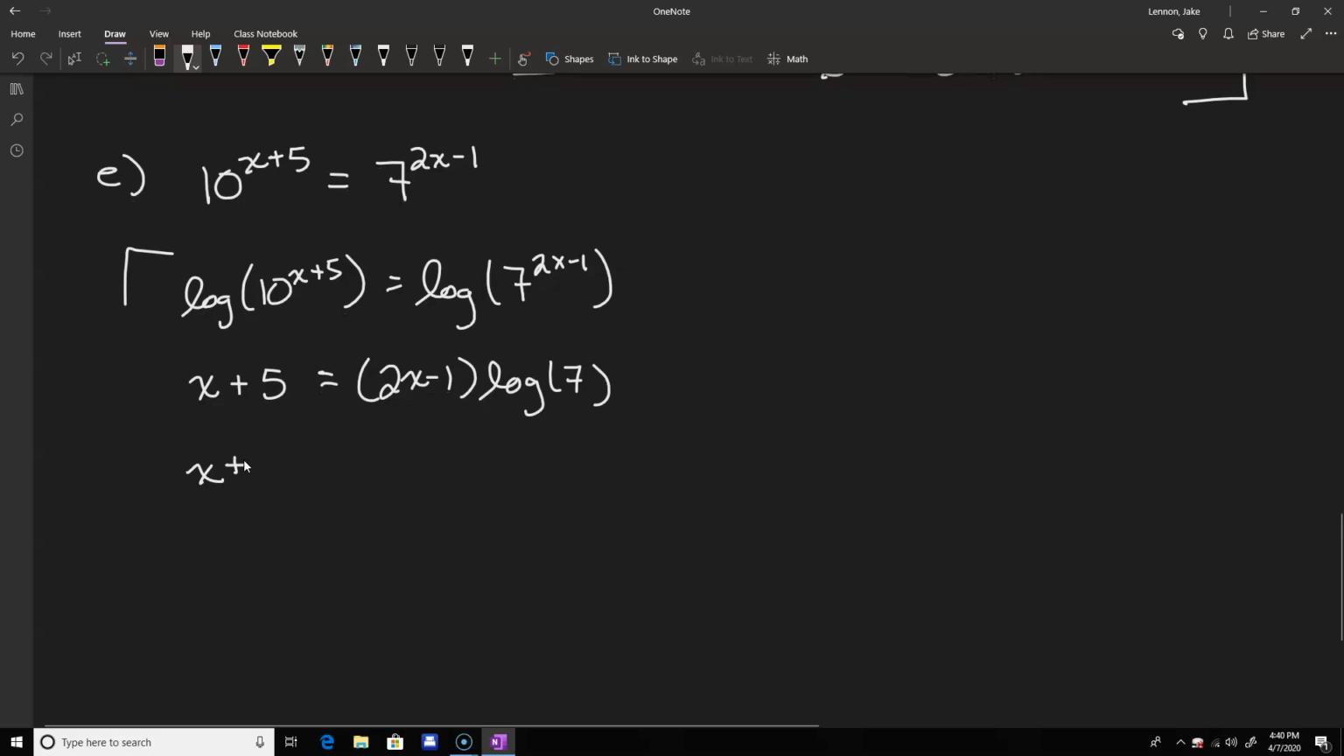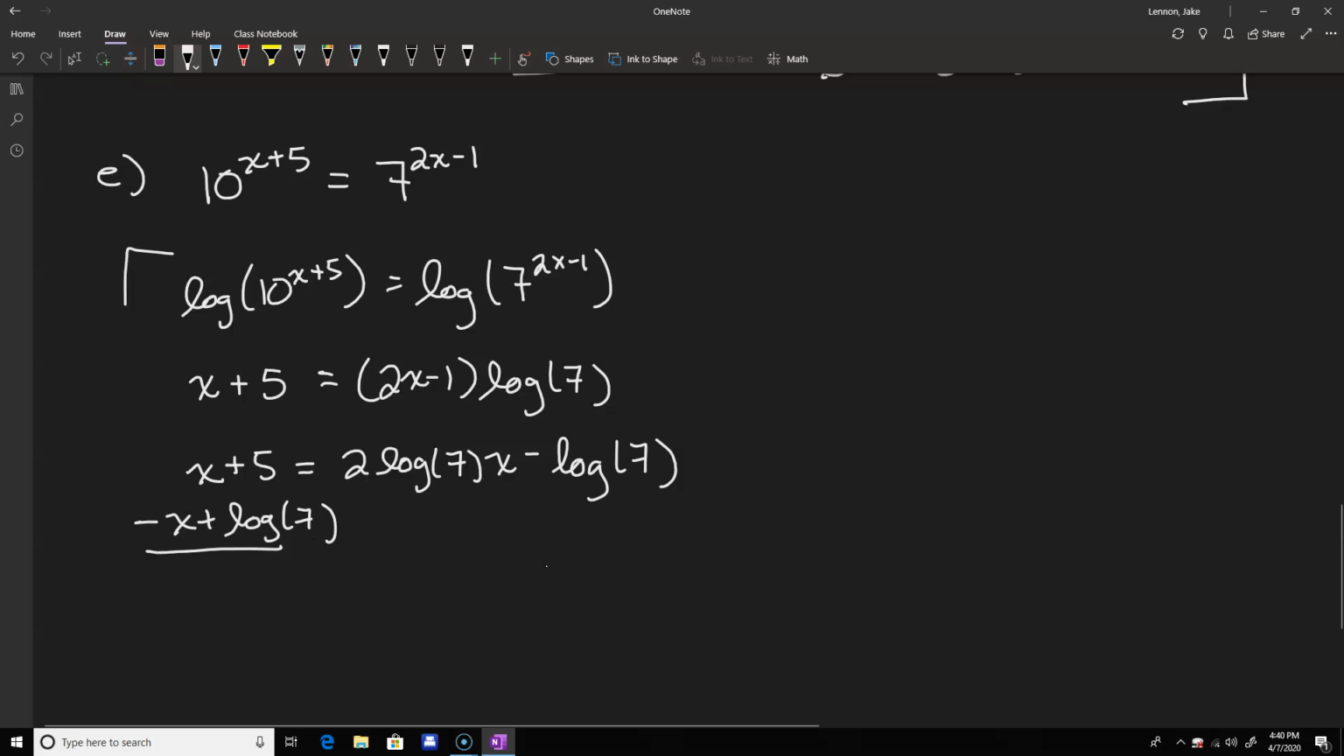So the first thing we want to do is distribute the log of 7. The log of 7 is just a number, so we end up with 2 log of 7 times x minus the log of 7, distributing. Okay, so now we see x's on both sides of the equation. So what we want to do is move the x's to one side of the equation and the regular numbers to the other side. So what I'm going to do is move the terms that contain an x to the right and the terms that do not to the left. Basically I can do that by subtracting x and adding the log of 7. So I'll do that to both sides.